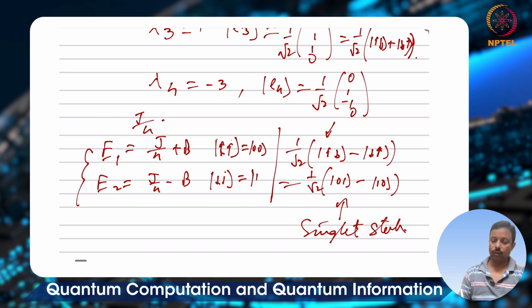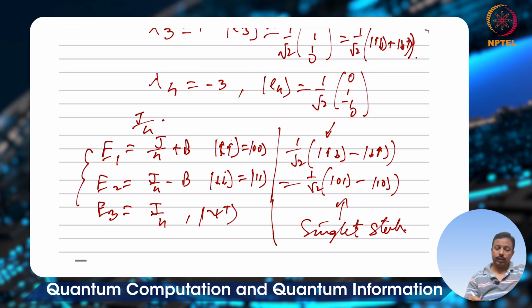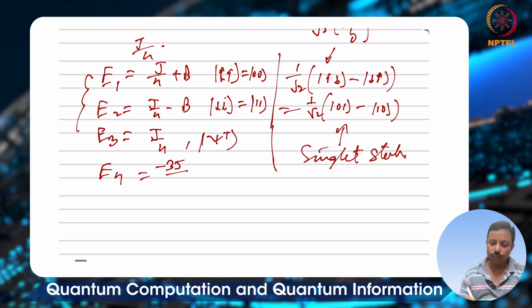Okay, and this is 1, 1, let's say, and then I have E3 equal to also J by 4, and the wave function is psi plus. Okay, the original Bell state, and E4 is minus 3J by 4, and here this is psi minus. Okay, very good.